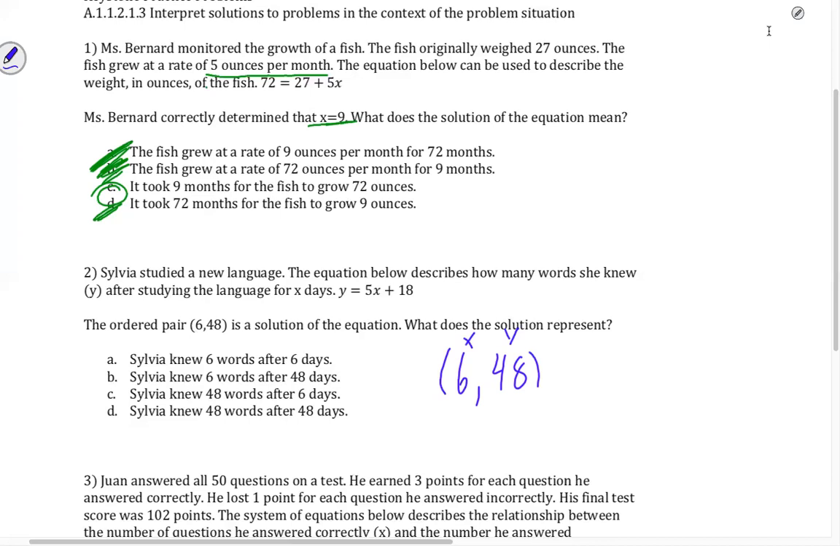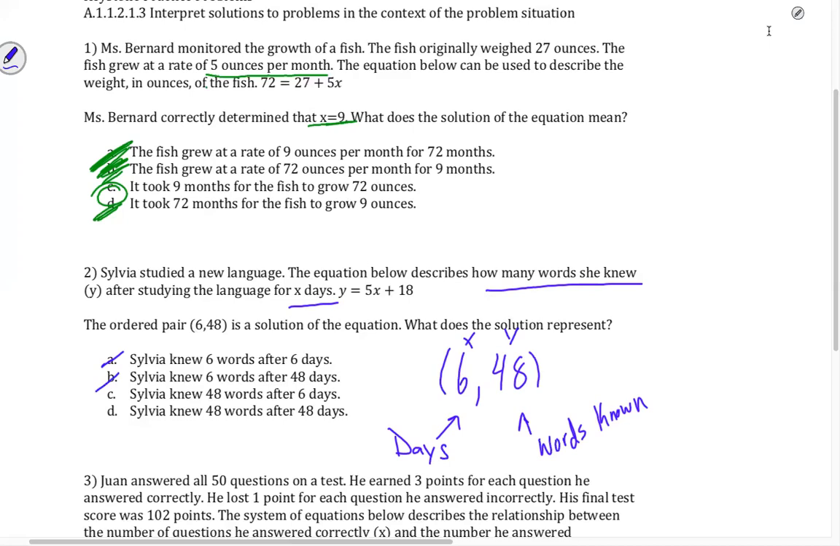Y represents how many words she knew. Okay? So this is words known. And the 6 right there says days. So now let's look at our answers. It says Sylvia knew 6 words. Well, that's not true because 6 corresponds to days. Well, B is off the table now because it also says 6 words.